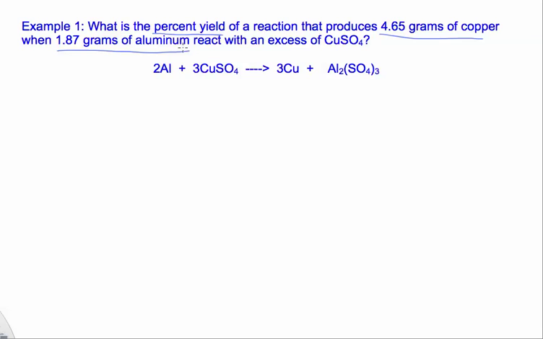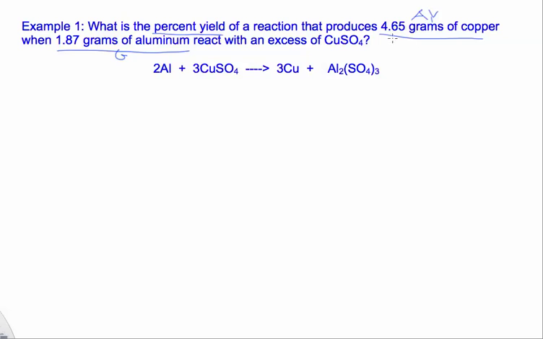So if you read this, it says the reaction produces. Another word for produces is yield. So this is our actual yield, because copper is one of our products and aluminum is one of our reactants, so that's our given. Let's make sure the equation is balanced. We have 2 aluminum and 2 aluminum. We have 3 copper and 3 copper. We have 3 sulfate and 3 sulfate. So we're balanced. Let's write our 3 conversion factors.